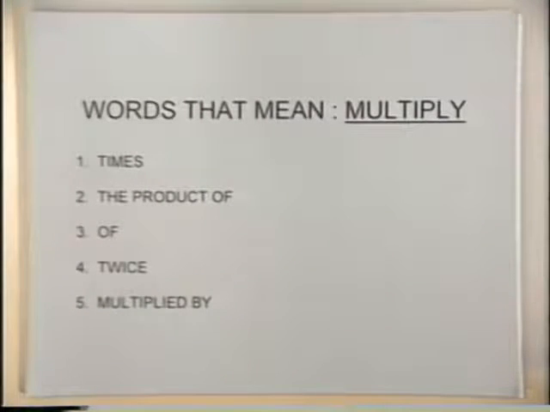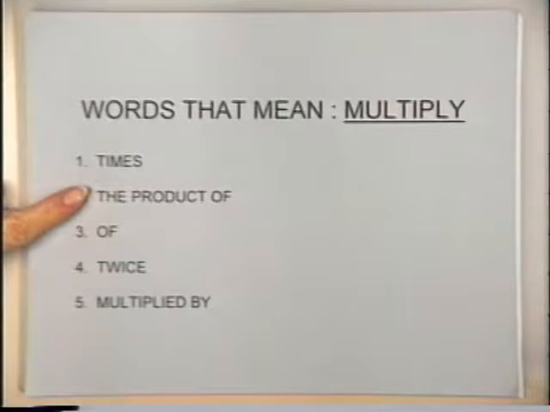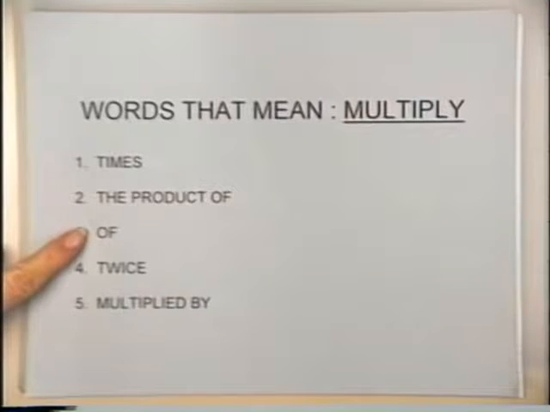Words that mean multiply. Of course, times we use all the time, so you know that when you say times, you are multiplying. The product of. The word product means the result of a multiplication problem. So if you're finding the product of 2 things, you are multiplying those. Now this word of is very important that you learn that this means to multiply.